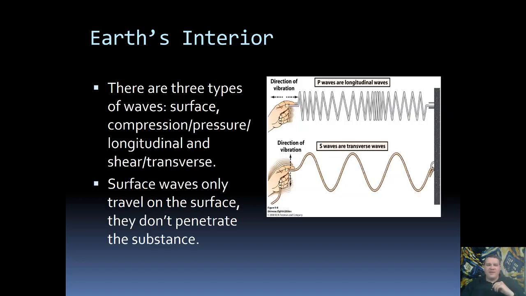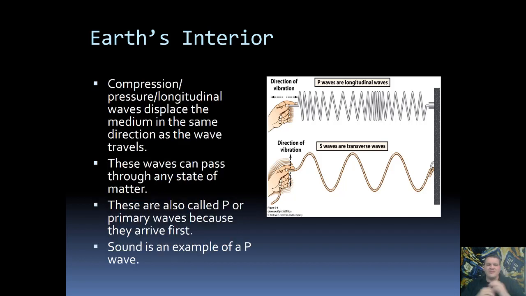There are three types of waves. There are surface waves, compression, pressure, or longitudinal waves. Those are three names for the same type of wave, and then there are shear or transverse waves. That's two names for the same kind of wave. Surface waves only travel along the surface of a material, which means that it's not going to tell us anything about the interior. So it exists, but it's not going to help us in any way.